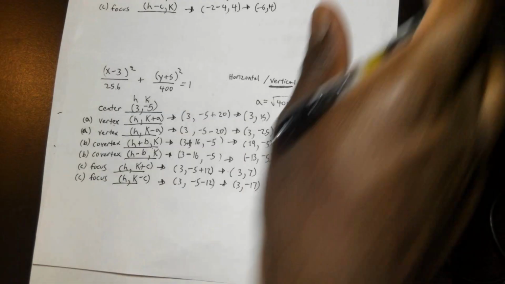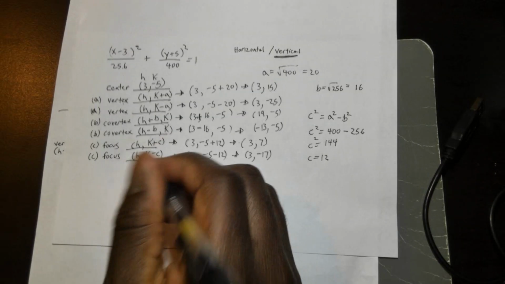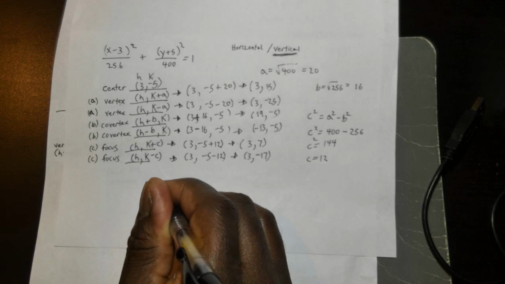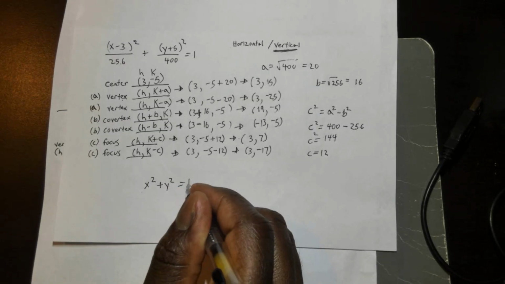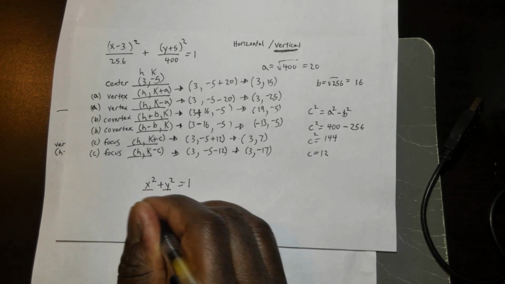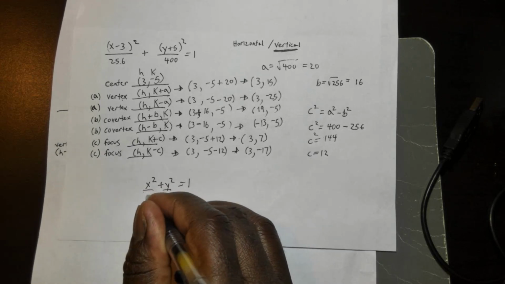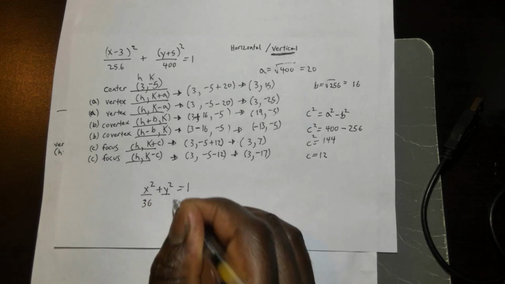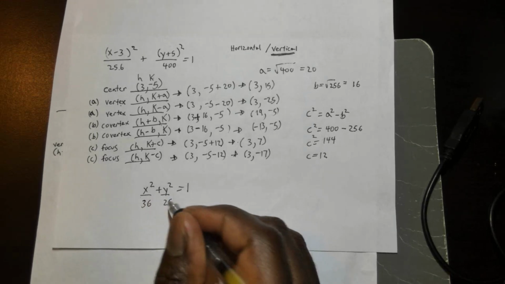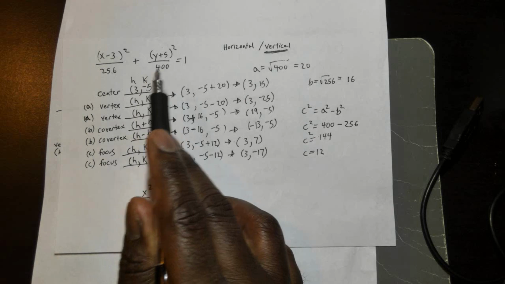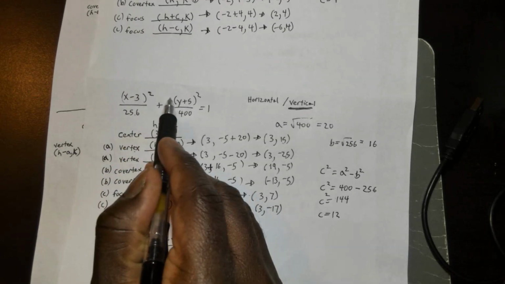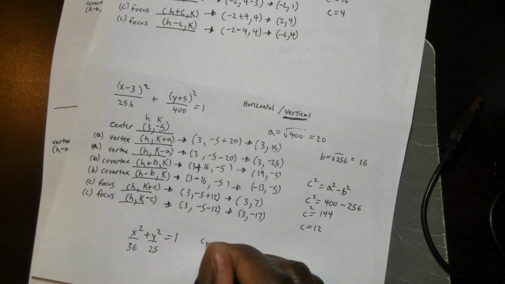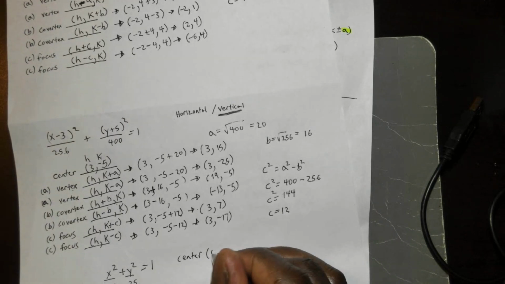One other just really quick thing is if you ever see something like x squared plus y squared equals 1, and of course the ellipse equation is always equal to 1, and it's, let's say, 36 and 25 like this, then it's going to be the same thing as what we're used to up here, except that instead of the center being these two numbers, our center on this one would be 0, 0.